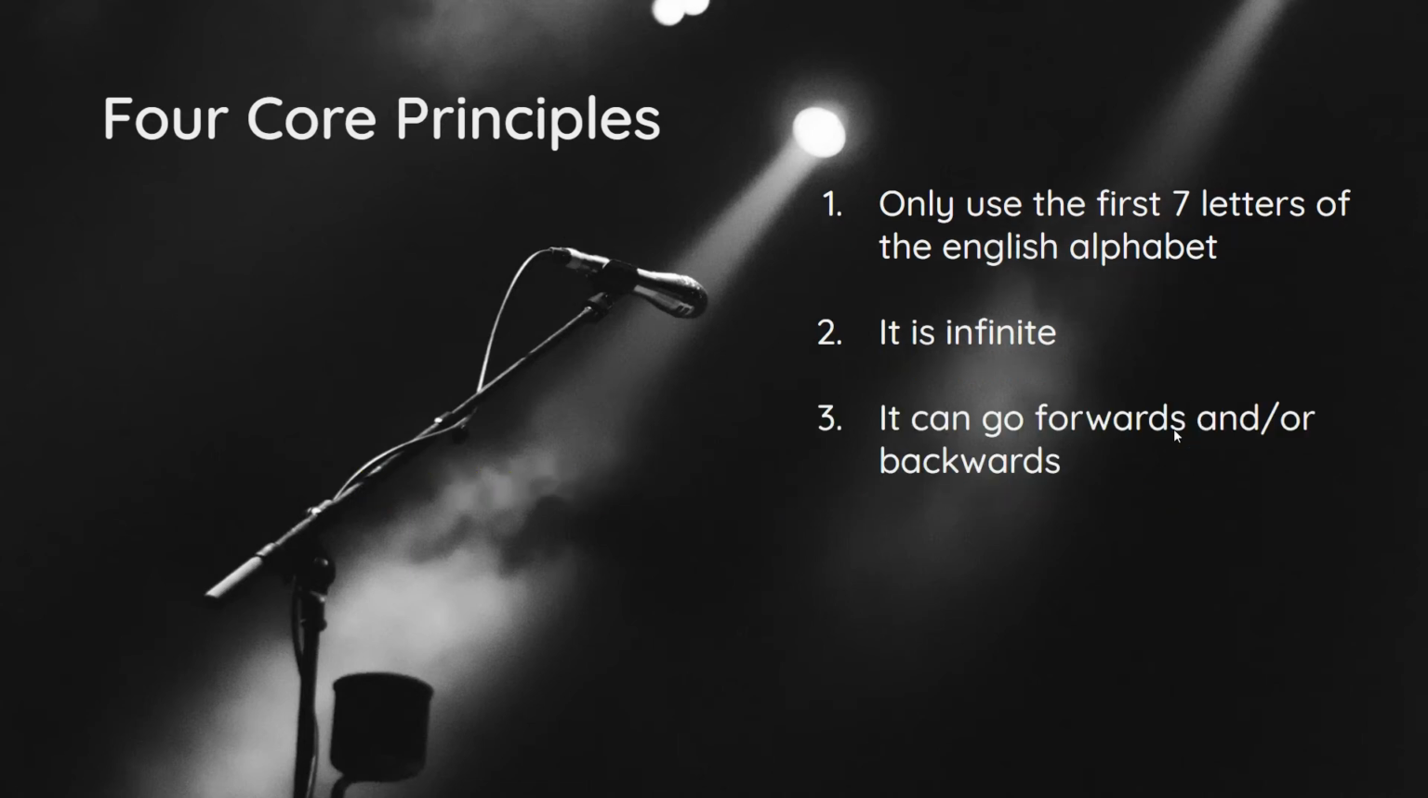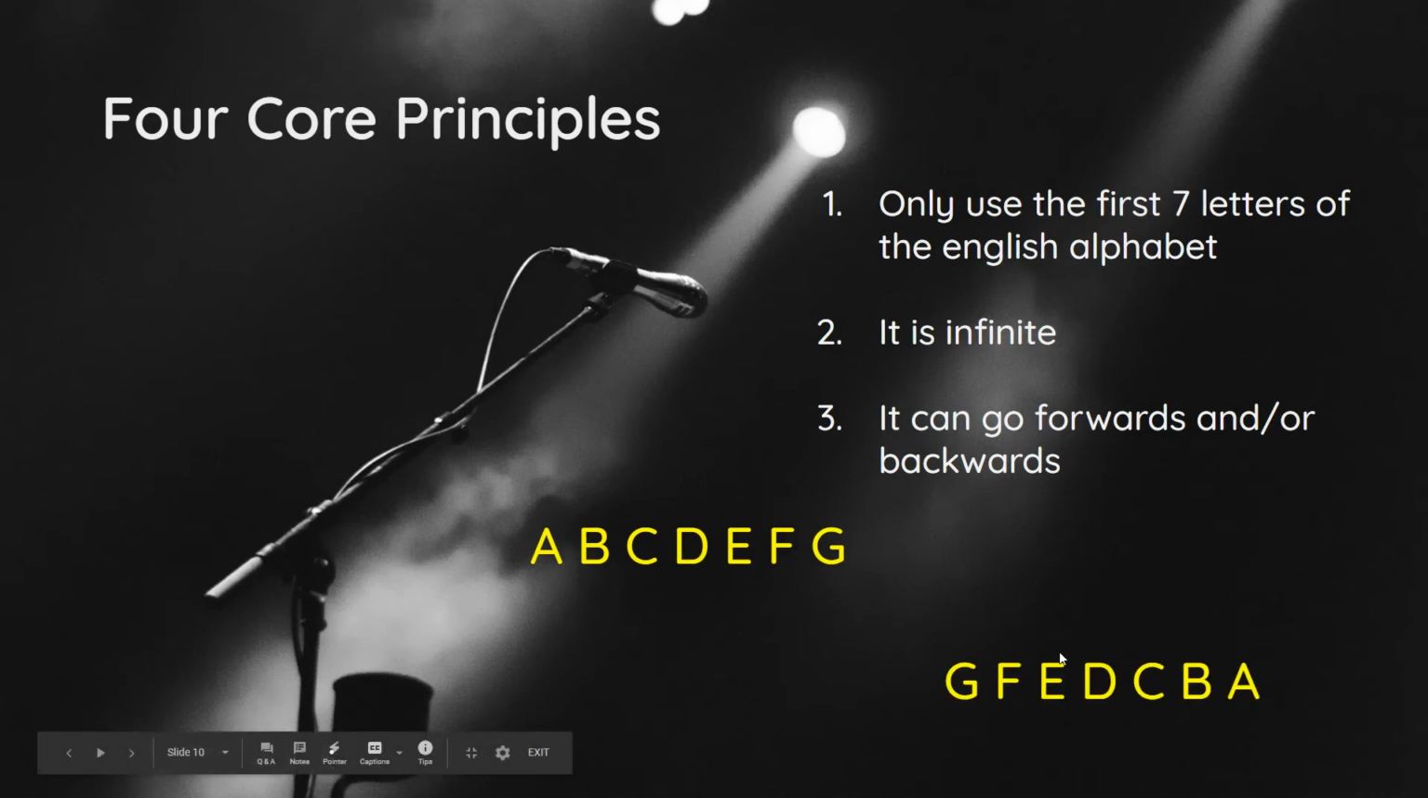Okay. The next principle is that it goes forwards and or backwards. So that means that we can have A, B, C, D, E, F, G, or we can have G, F, E, D, C, B, A. Now, I highly recommend that you be able to say these things extremely fast and have this memorized. A, B, C, D, E, F, G, or G, F, E, D, C, B, A. You need to be able to just recite that and spout that off. It's going to help you out a whole lot in the long run.